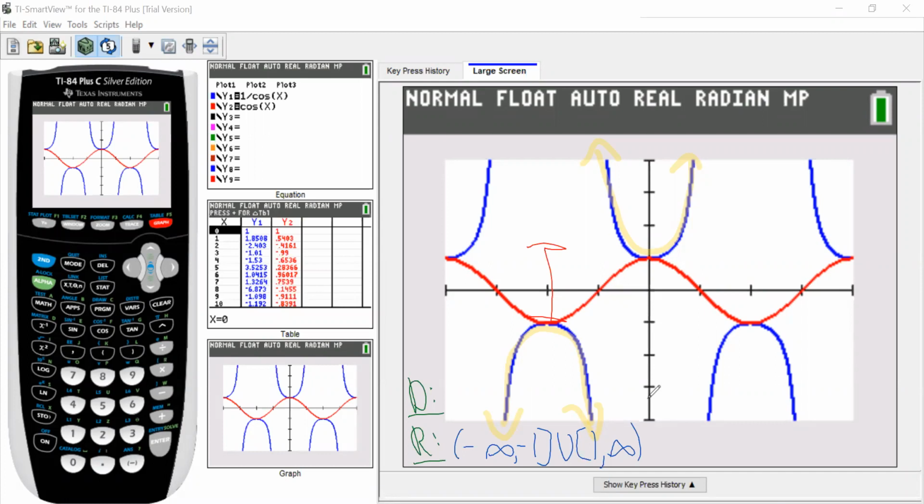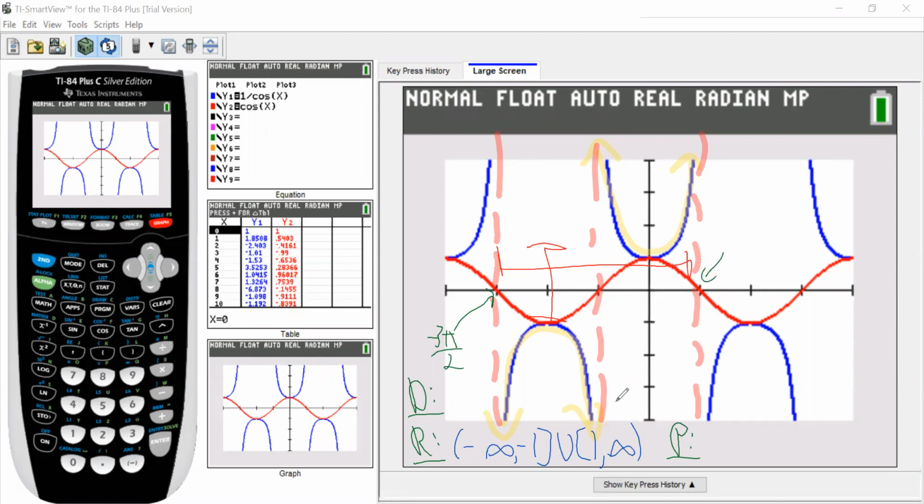The period, if we again measure the distance over which these patterns are repeating, so we can go from like here, another vertical asymptote here, and then the pattern finishes repeating there, so it'd be between these values, which if you remember again how we labeled this is -3 pi over 2, this is pi over 2, and the distance between those two is again 2 pi.